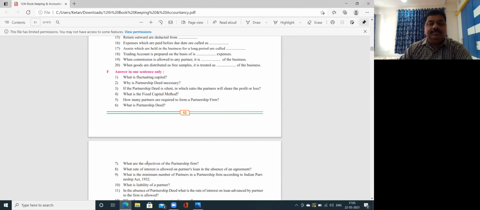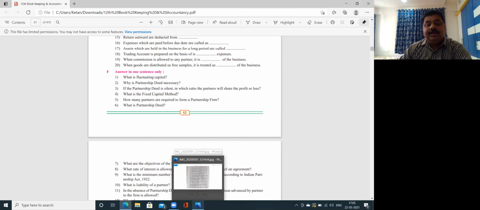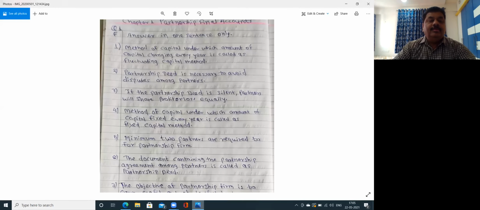Now second question. Why is a partnership deed necessary? This is the answer. Partnership deed is necessary to avoid disputes among partners. Very simple. So as to avoid the disputes, conflicts, confusions between partners, it is necessary that they should have a partnership deed. They must have a partnership deed.